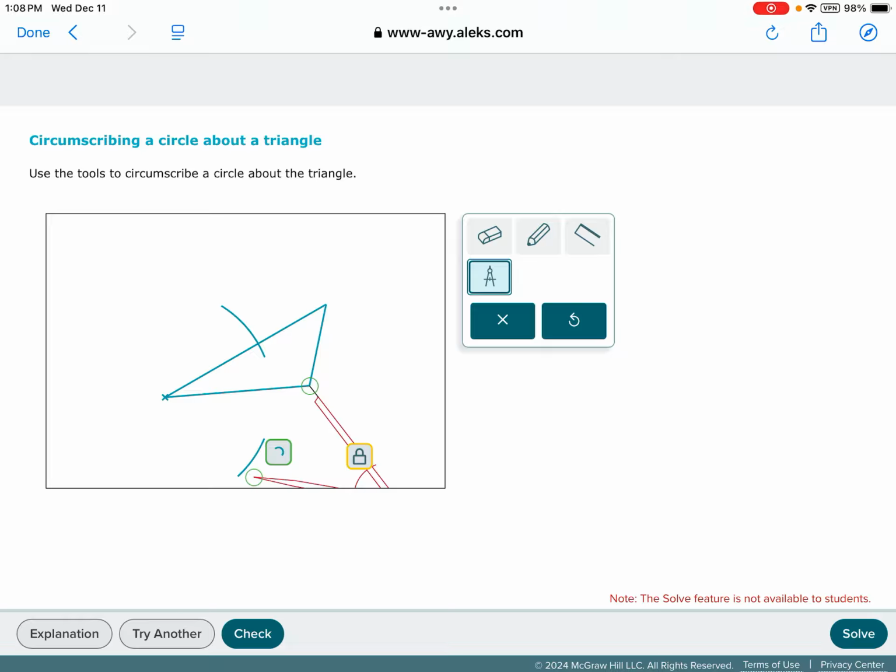find where you get arcs that intersect. So mark here, and then bring it up here. And again, you can do full arcs.